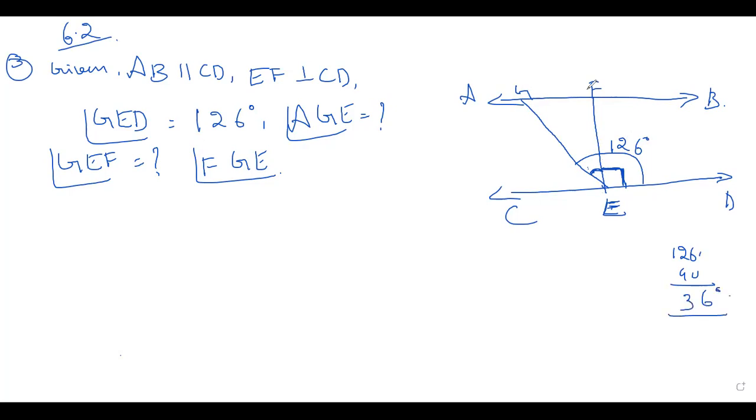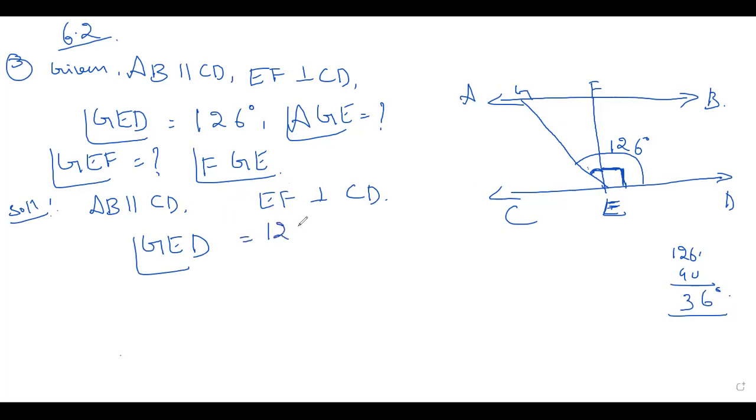That is 36 degree, right? So I will write here solution. Since AB is parallel to CD and EF is parallel to CD, so you write here angle GED, angle GED, that is equal to 126.